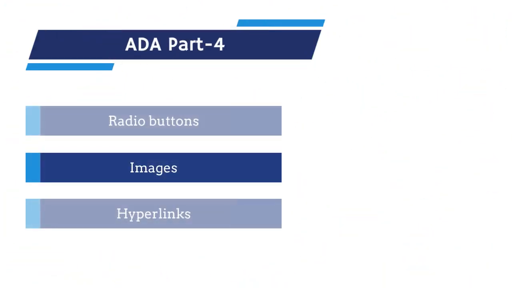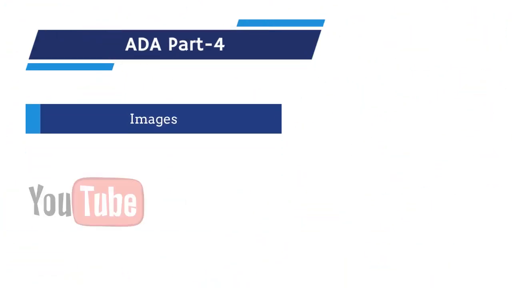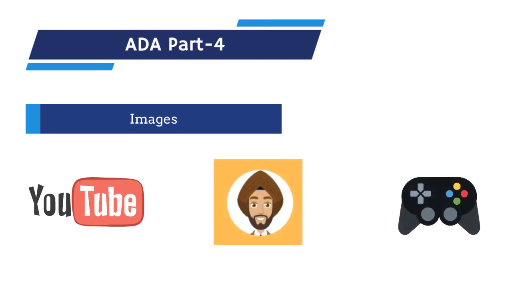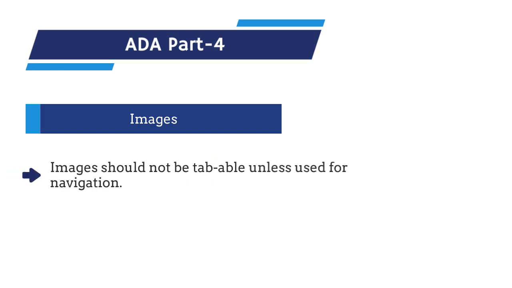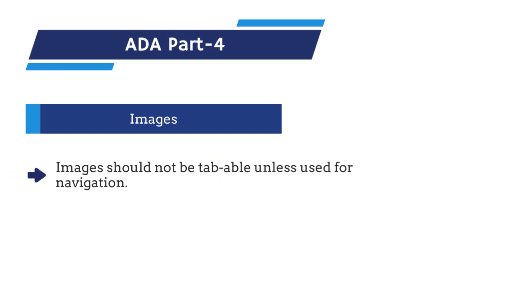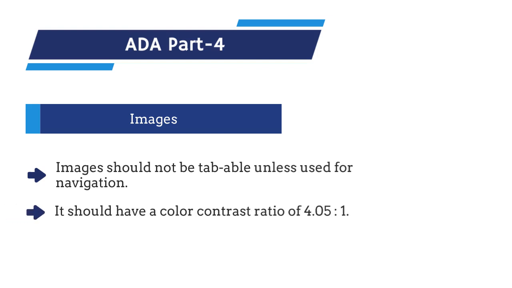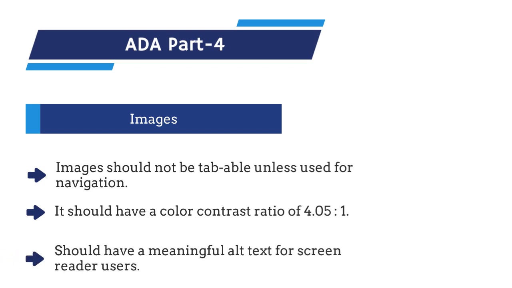Next, we have images that can be used for a logo, user profiles and product visuals. My recommendation is to follow this ADA checklist. First, images should not be tappable unless they are used to navigate user to another page, commonly seen with logos. Second, images should pass 5.05:1 contrast ratio test. And last, images should have a meaningful alternate text for a screen reader user.